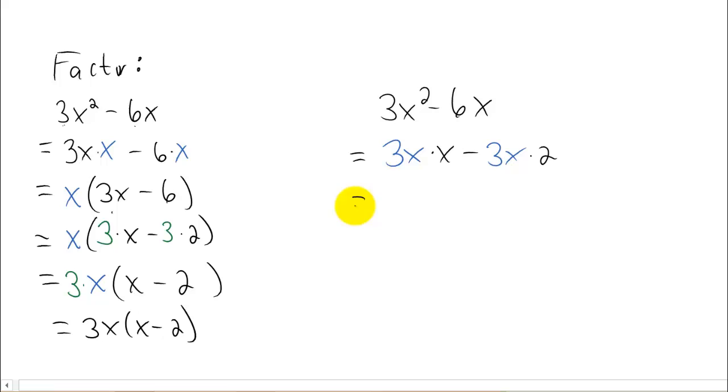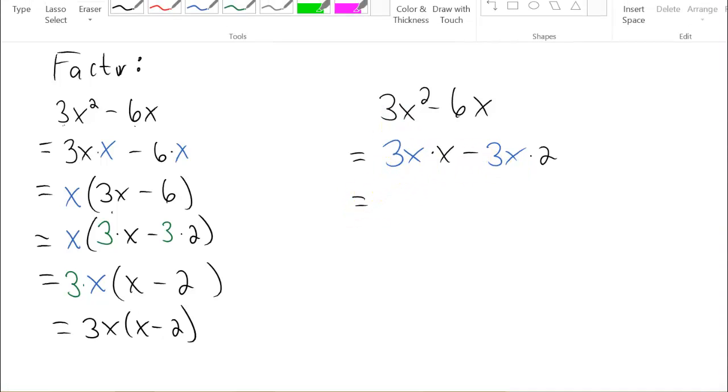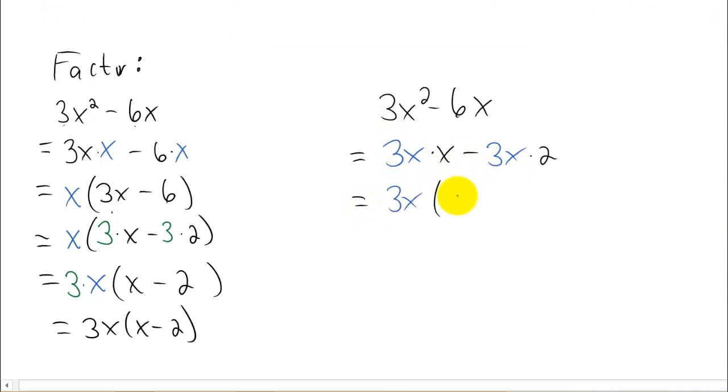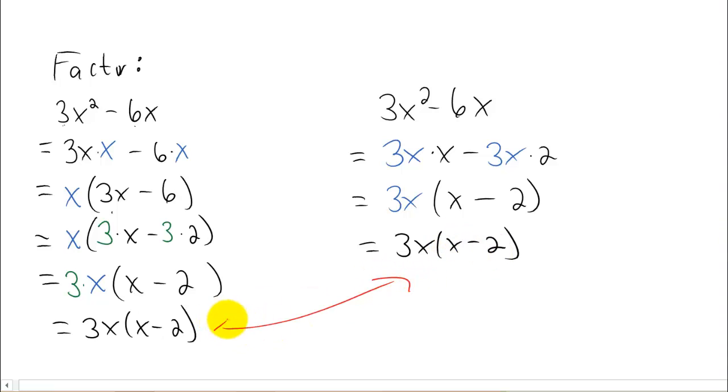So we can pull that 3x out in front of some parentheses, and what we're left with inside the parentheses is an x minus a 2. And the way that we would normally write this without the color is just like that. Hey, look, it's the same thing. Mathematics actually works. So to summarize what we just did, we did the problem two different ways.